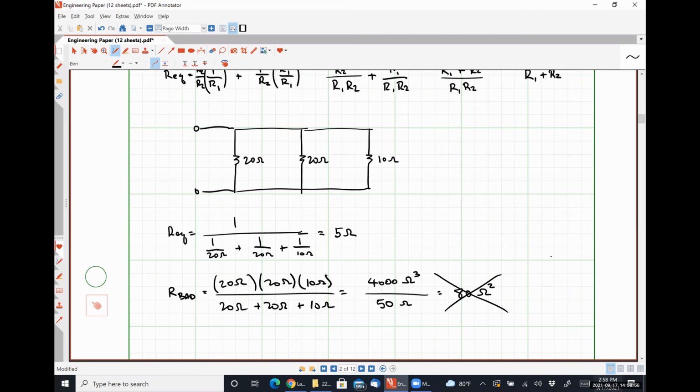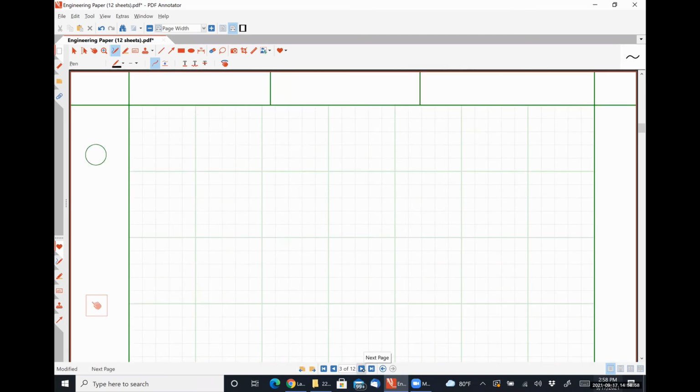All right, so I want to work another example, or let's just do one. An example problem with you, and then I'll let you guys do your lab.